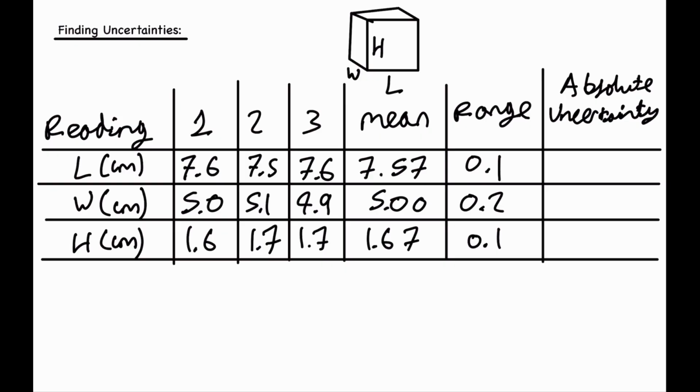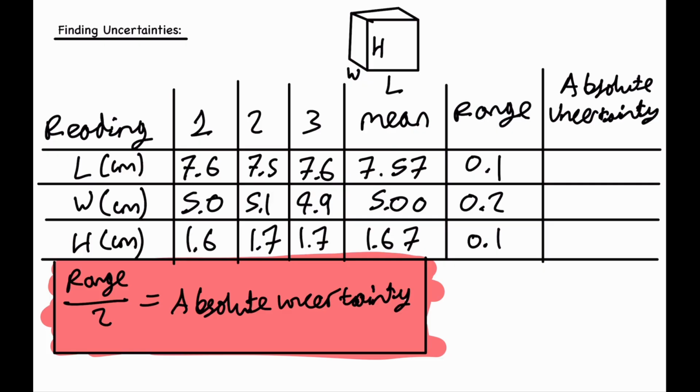And to find our absolute uncertainty, we can just follow this equation: the range divided by 2 is equal to our absolute uncertainty. Applying this to each one of our readings, we would get 0.1 divided by 2 for the length, so we'll get 0.05. 0.2 divided by 2 is 0.1. And 0.1 divided by 2 would be 0.05 again.